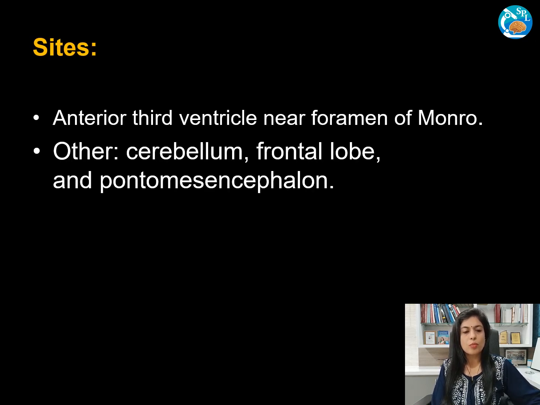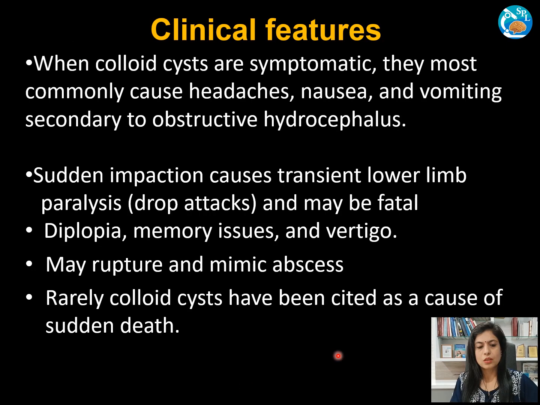The most common site is the anterior third ventricle near the foramen of Monro. However, they may be found at other sites such as cerebellum, frontal lobe, and pontomesencephalon. So the cysts may be of varying sizes. A cyst of usually smaller size may be asymptomatic.